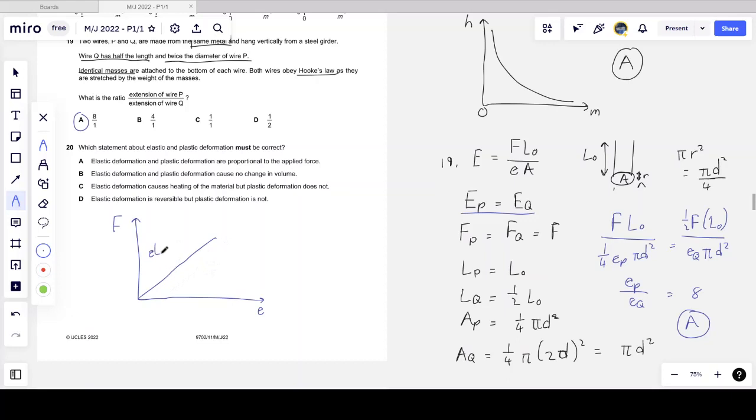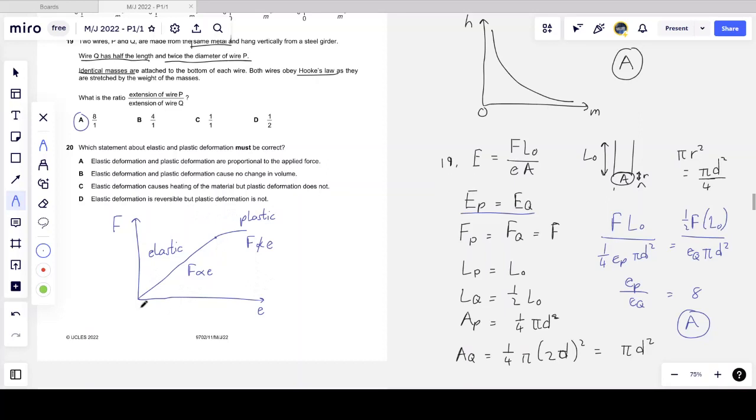This is true for a rubber band. It's true for a regular spring. And the force is proportional to the extension. But there comes a point where we reach the elastic limit and the graph begins to taper out a bit. It's no longer a straight line. This is when plastic deformation occurs, where there is no proportionality between the extension and the force. That's plastic deformation.